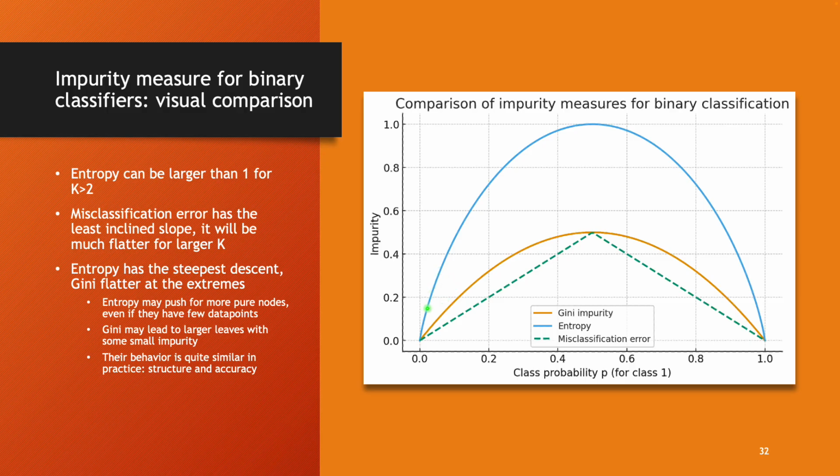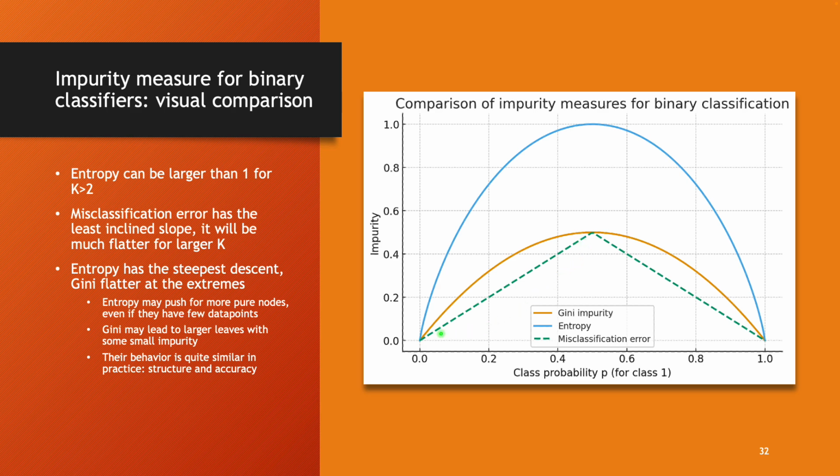One other comment I want to make here is that even though in the case of the binary classification the entropy has a maximum value of 1, this is not the case for ternary or more classes in your problem. The entropy can in fact have values more than 1, whereas the Gini impurity always has values just between 0 and 1. And the misclassification error in this case of the binary classification has a maximum of 0.5.